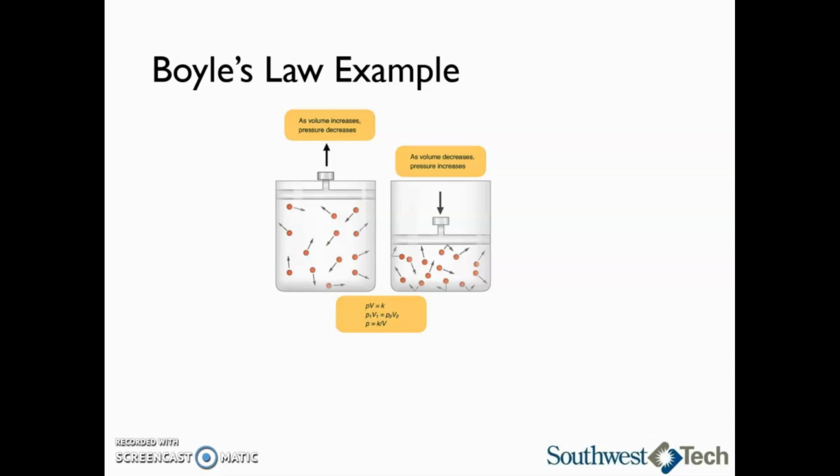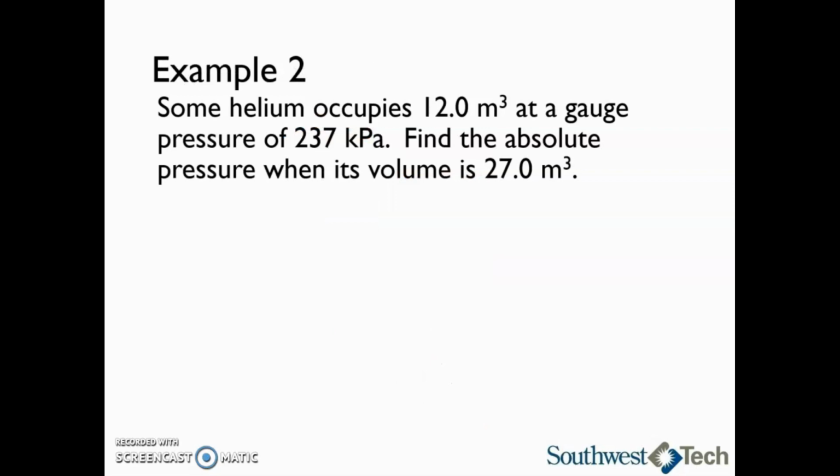To review Boyle's law, it states that as the volume increases, the pressure decreases, and as the volume decreases, the pressure increases. Let's go through a calculation of Boyle's law. Some helium occupies 12.0 cubic meters at a gauge pressure of 237 kPa. Find the absolute pressure when its volume is 27.0 cubic meters.